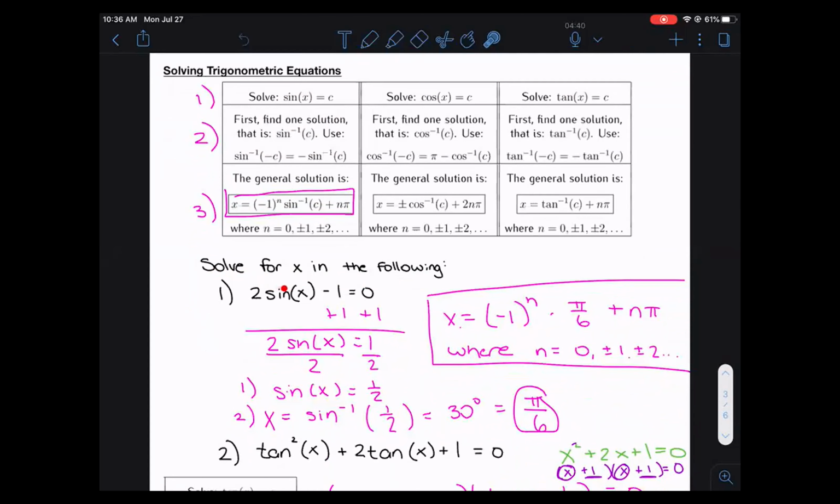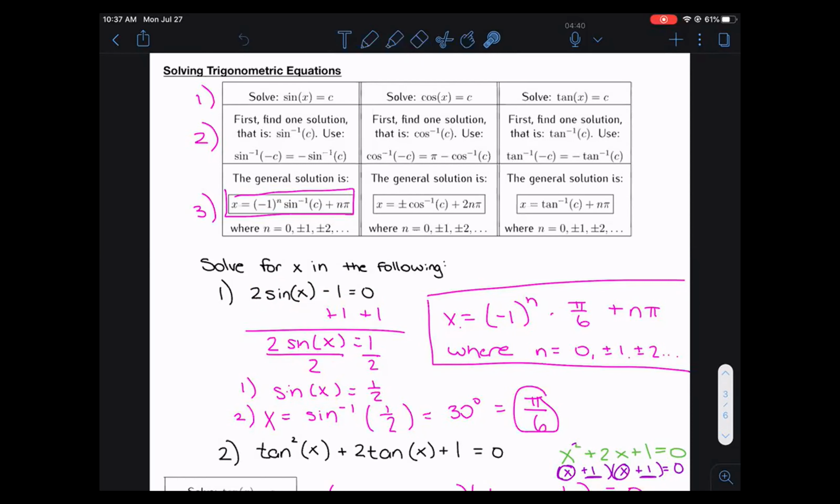So if you're solving for x here, if you have this first question, 2 sine x minus 1, the very first thing that you want to do is solve this just like a regular equation. Even though it has a sine here, forget about it. Just think about this like a regular variable. To get it by itself, you add 1 to both sides, so that will get rid of the 1 here. Then you would have 2 sine x equal to 1, and then you divide both sides by 2.